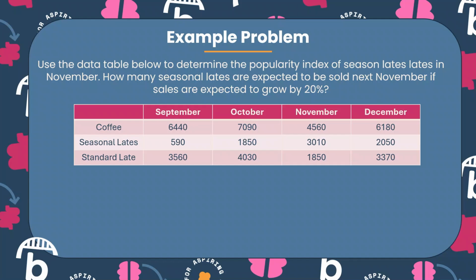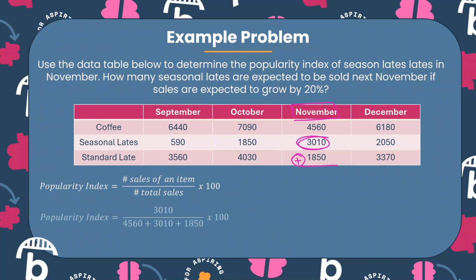We're told to look at seasonal lattes in November. To find the popularity index in November, we need two numbers: how many seasonal lattes are sold and how many total drinks were sold that month. From the table, you can see that in the month of November, there were 3,010 seasonal lattes sold. And to get the total number sold in November, we have to add up our coffee, our seasonal lattes, and our standard lattes here, which I think comes to 9,420.